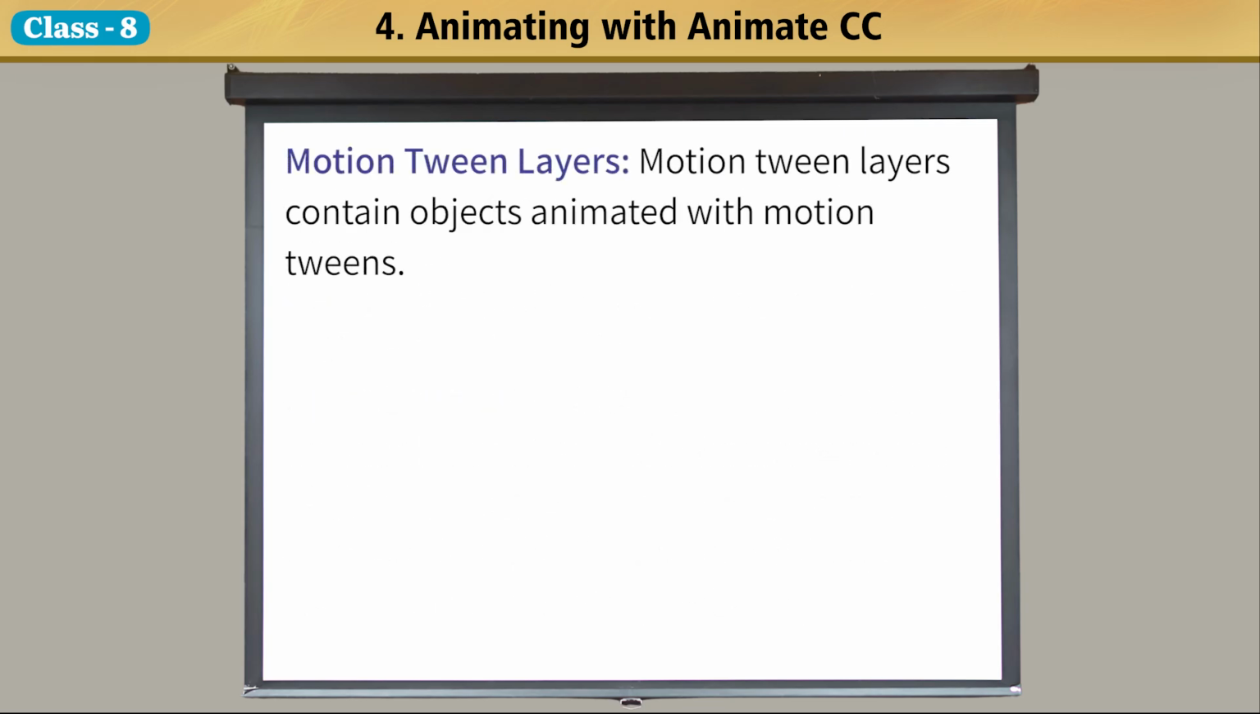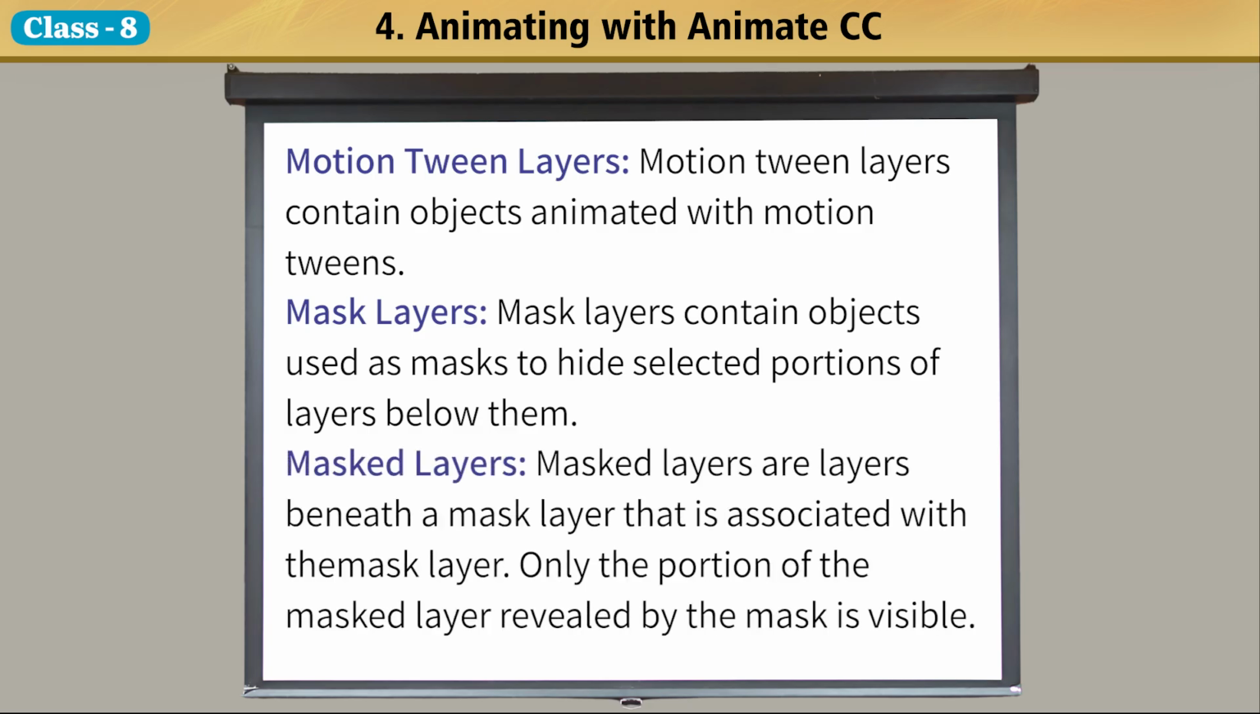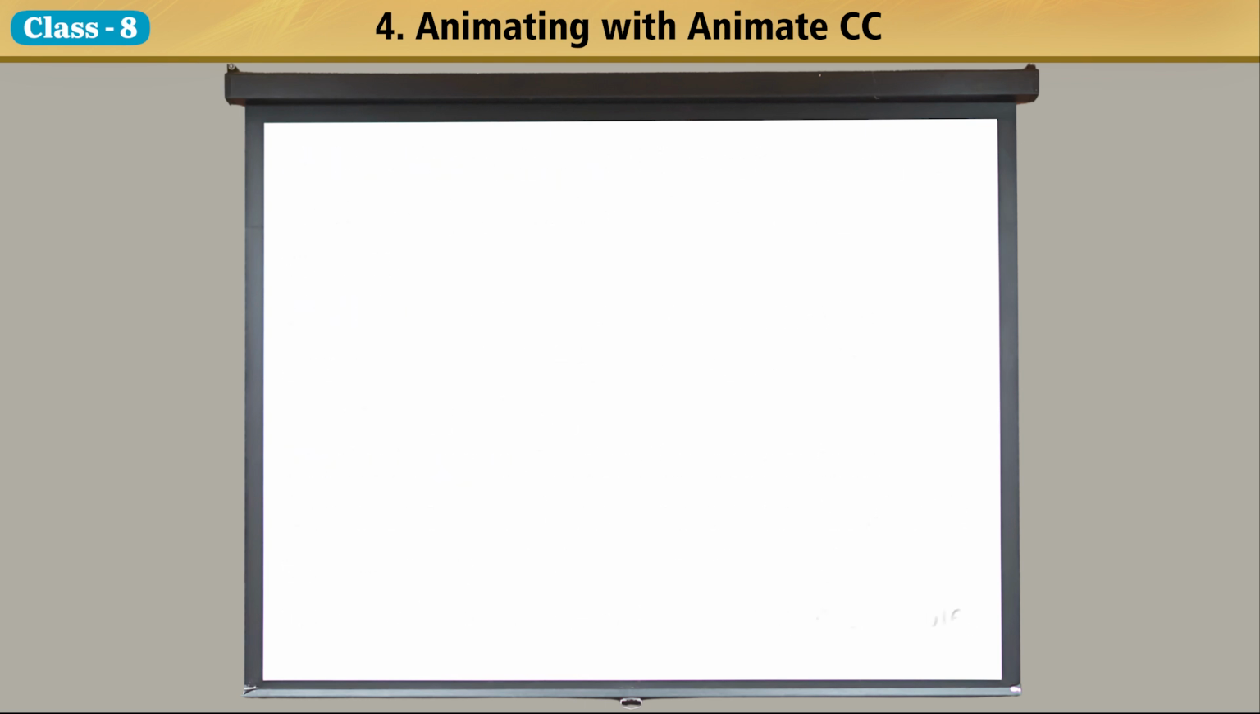Motion tween layers. Motion tween layers contain objects animated with motion tweens. Mask layers. Mask layers contain objects used as masks to hide selected portions of layers below them. Masked layers. Masked layers are layers beneath a mask layer that is associated with the mask layer. Only the portion of the masked layer revealed by the mask is visible.